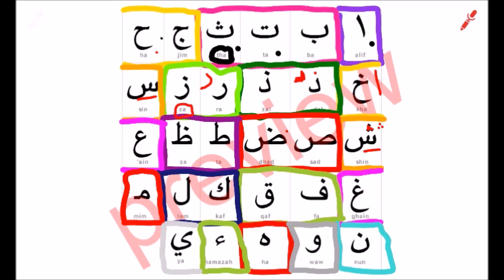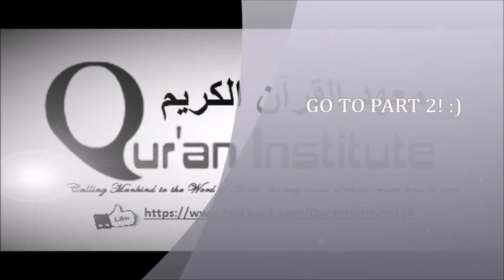Red box. Sad. And the other one is Dad. Now, if you're having problems with the exit points, the makhraj points of these letters, there are many YouTube clips you can find if you search up exit points for the Arabic alphabet.